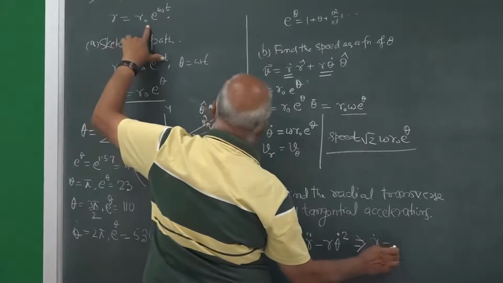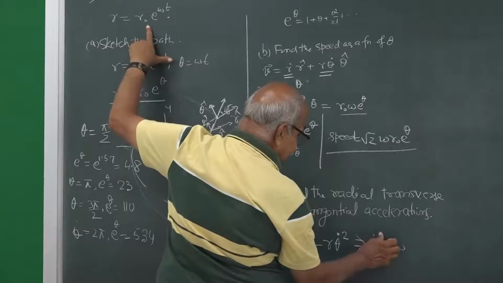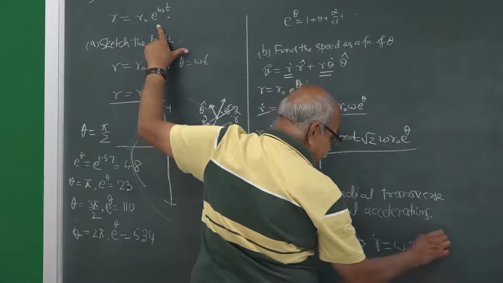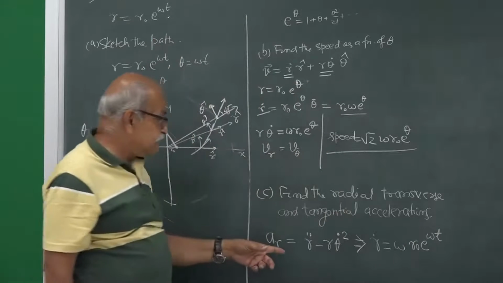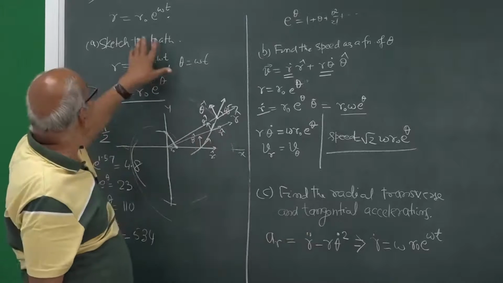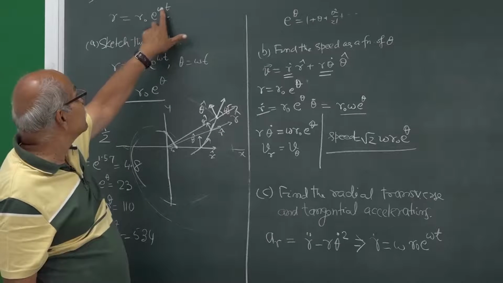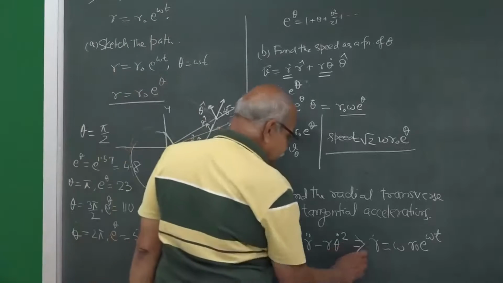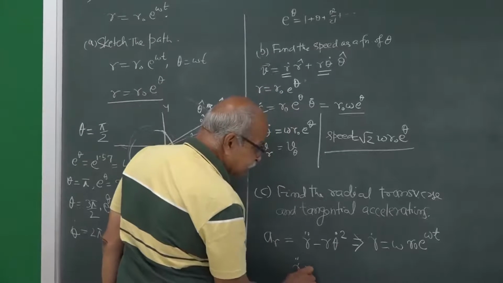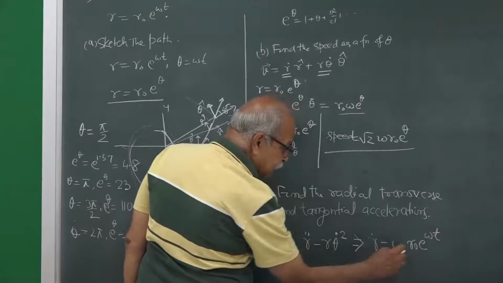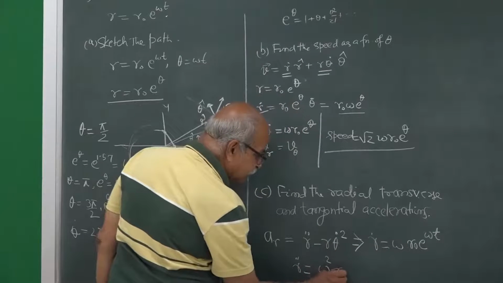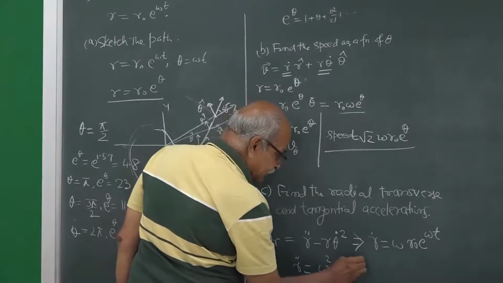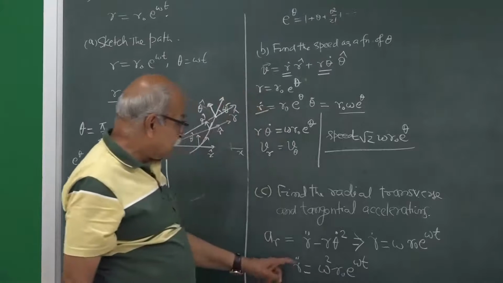r dot is omega times r naught e to the power omega t. So, we are differentiating with respect to time, and r is given by this. With respect to time you differentiate, this omega comes here. So, omega r naught e to the power omega t, that is r dot, and therefore r double dot is, once again differentiating with respect to time, omega squared into r naught and then e to the power omega t. So, that is r double dot.